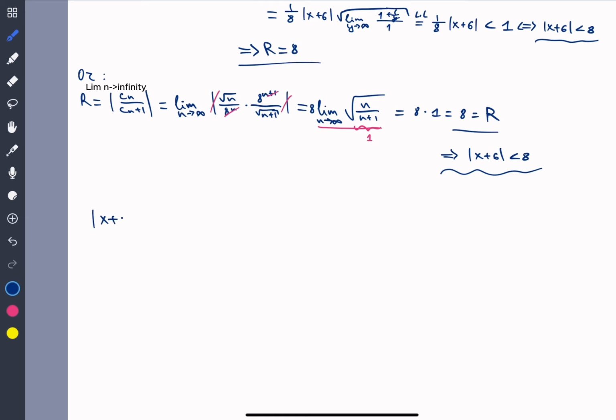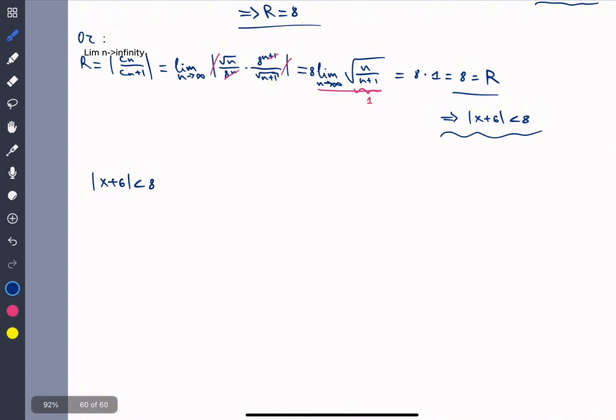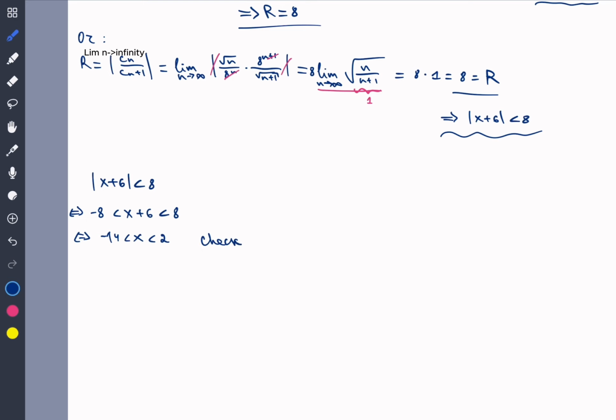So we have the absolute value of x plus 6 is less than 8, which is equivalent to x plus 6 is greater than minus 8 and less than 8, which is also equivalent to x being greater than minus 14 and x being less than 2. So these are our boundary points, and we'll see whether the series converges or diverges at these points. And based on that, we'll determine whether these boundaries are included in the interval of convergence.